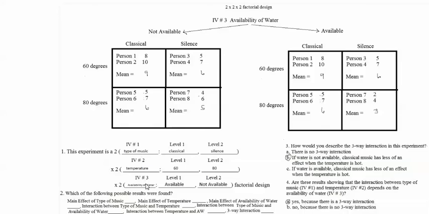And it's asking what types of results were found. The first 3 right here, we're asking about the main effects of the 3 independent variables. The main effect of type of music, the main effect of temperature, and the main effect of availability of water. To find out if there were any main effects, you have to calculate some averages, and I'll show you how we did that work.